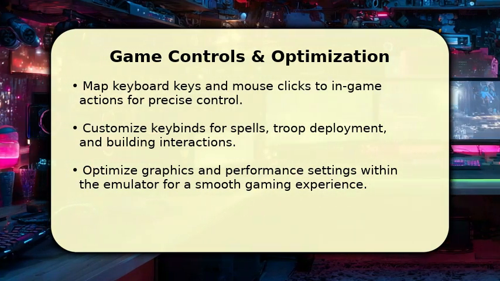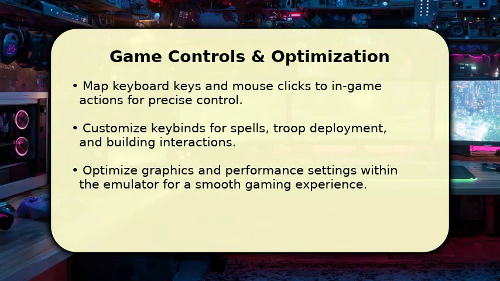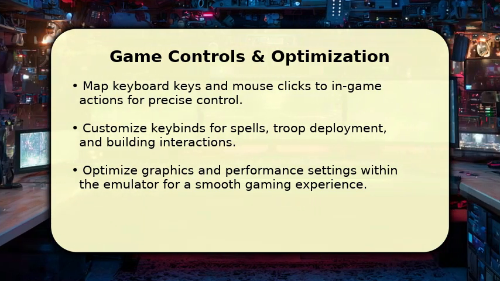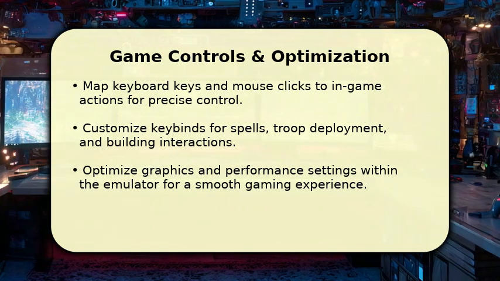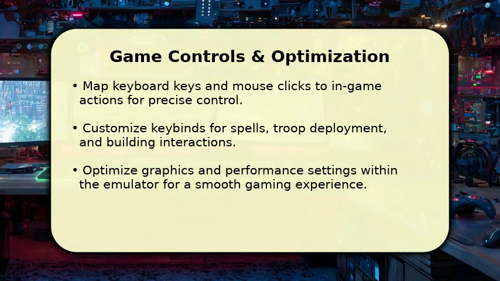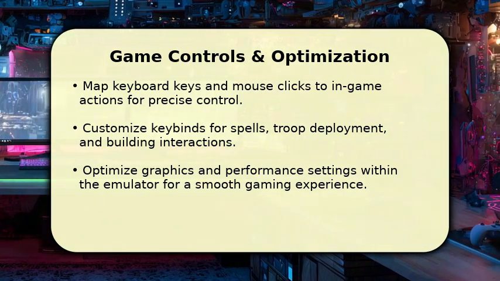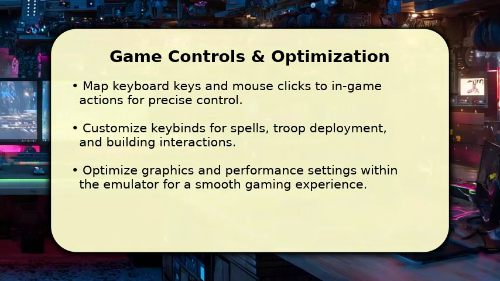Emulators allow you to map keyboard keys and mouse clicks to touch gestures. For instance, assign Q for spells or W for deploying troops. You can customize dozens of keybinds for precise actions. Also, adjust the emulator's display settings to a higher resolution, like 1920 by 1080 pixels, for a clearer view of your village and battles, enhancing your strategic advantage.